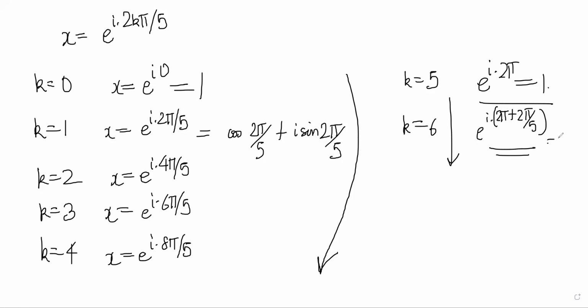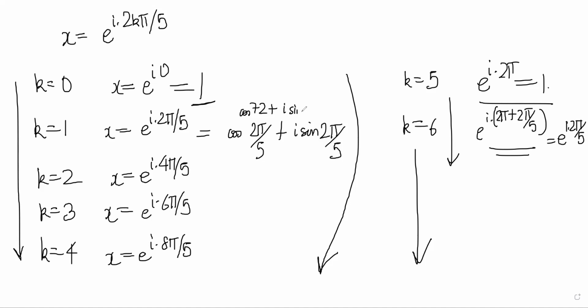So that is the same as e power i 2 pi by 5. Everyone should understand why it starts repeating, right? All of these 5 values are different from each other, because think about it. Pi by 5 is 36 degrees, so this is basically cos 72 plus i sin 72 degrees, right?